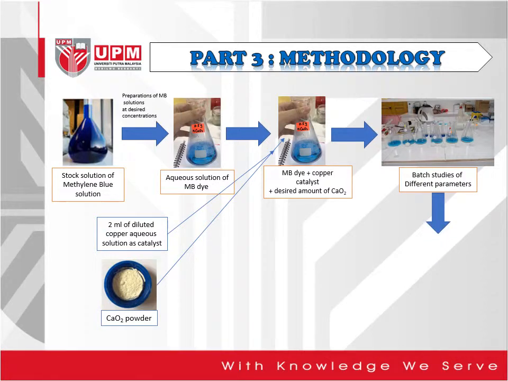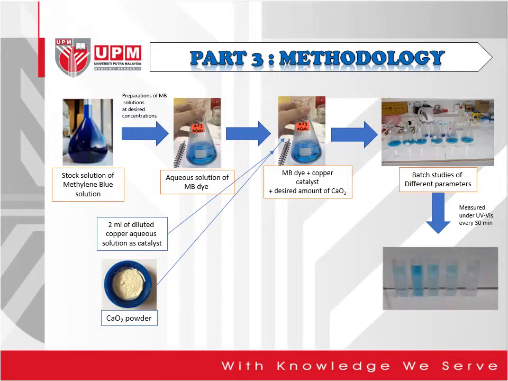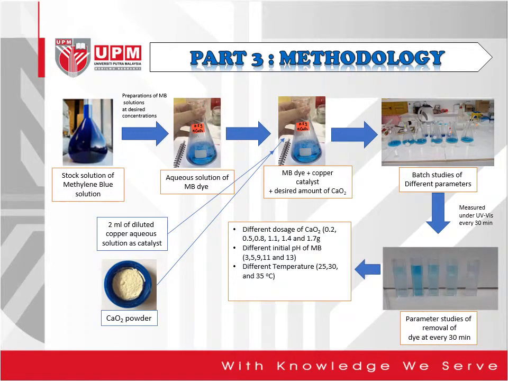The sample was then withdrawn from the flask every 30 minutes for a duration of 3 hours and measured under the UV-vis. Then, it was repeated by varying the pH at 3, 5, 9, 11 and 13 and at different temperatures, which are 25 degrees, 30 degrees and 35 degrees, while other parameters are kept constant. Lastly, the degradation efficiency is calculated and investigated.